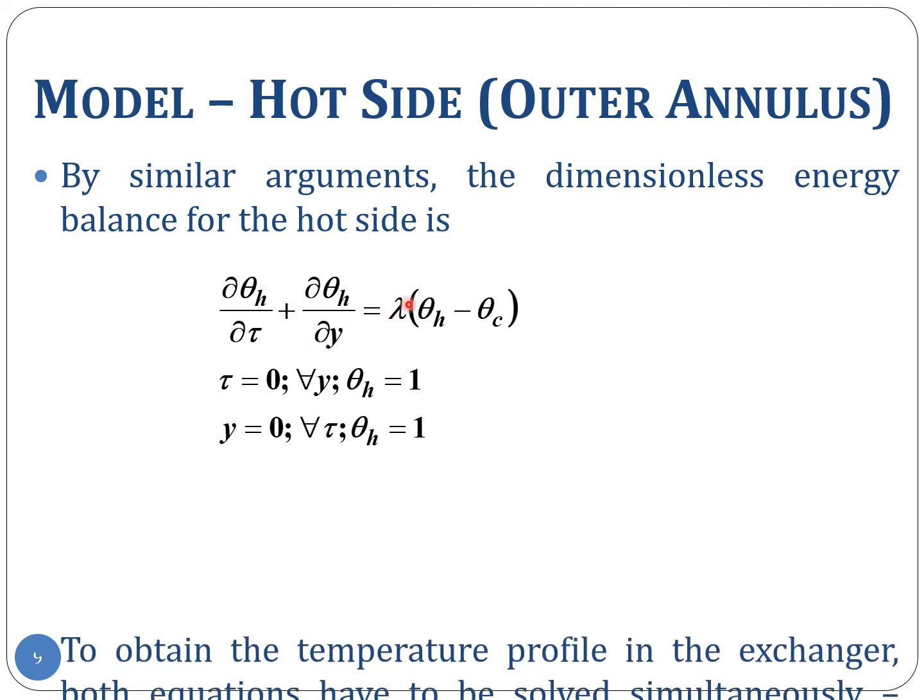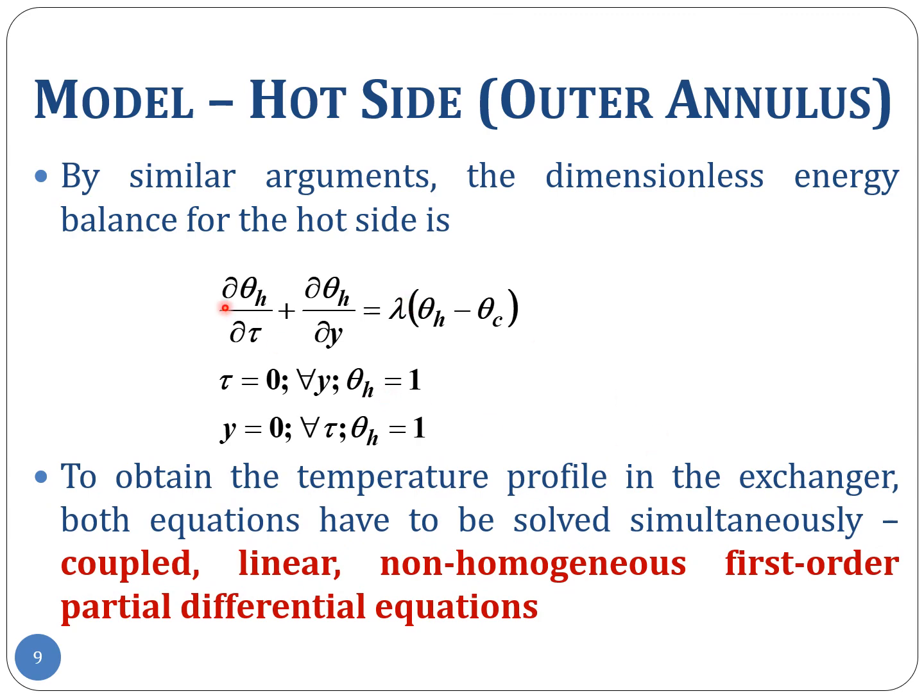That is the idea. So to obtain the exact temperature profile in the exchanger, both the equations will have to be solved simultaneously. They are coupled equations. They are thankfully linear. This luxury is not afforded in most cases. They are non-homogeneous because they have their forcing functions. They are first order partial differential equations.